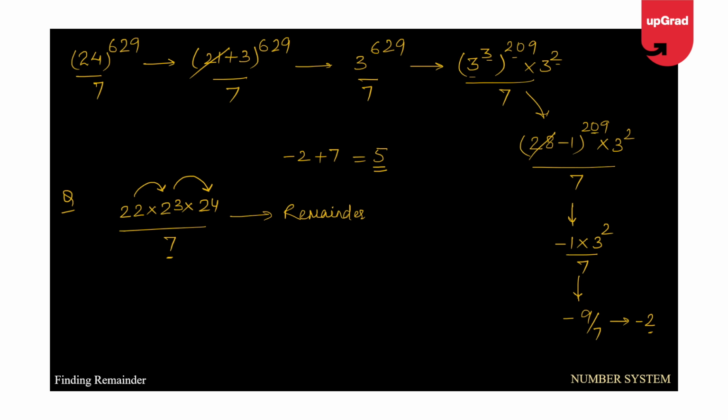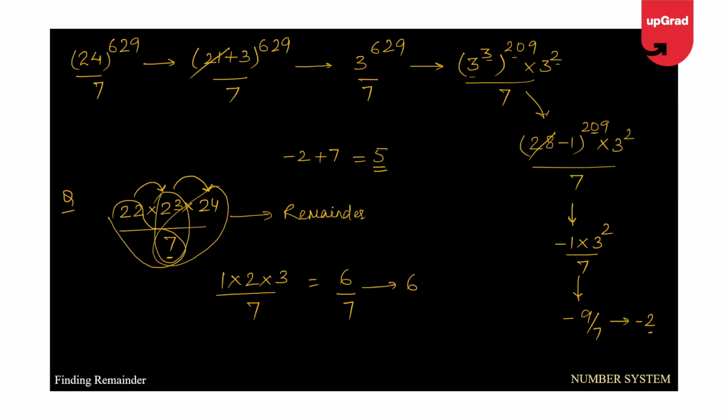So what we do, instead of solving it this way, we divide the digits separately. So 22 by 7, what's the remainder? 1. Then 23 by 7, what's the remainder? 2. And similarly 24 by 7, what's the remainder? 3. So 1 into 2 into 3 gives me 6. 6 by 7 gives me 6 as the remainder. Please understand, this is an easier approach.